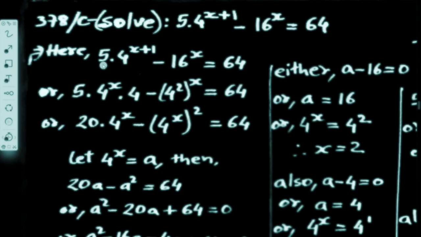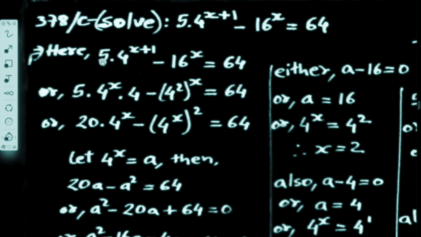Next problem of the equations chapter. Given here, problem number 378 by C. Solve. Our given question is 5 into 4 power x plus 1 minus 16 power x equals 64. Now this is our equation, and from this equation we should get the value of x.